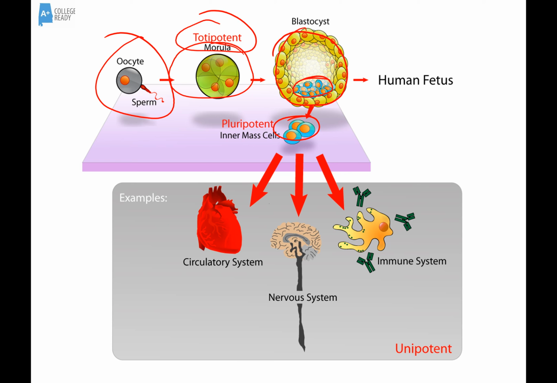Ultimately, during the process of embryonic development, more and more methylation happens, and most of the cells, by the time the embryo is ready to be born, are unipotent. And this means that the cells can now only become one specific type of cell. So at that point, they're not stem cells anymore.